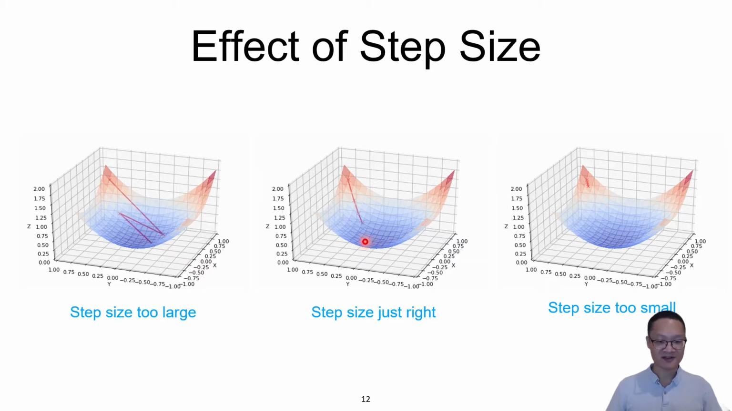This is the example where the step size is just right, as we have seen on the last slide. And then there could also be examples where the step size is too small. So we never really make enough progress to converge to the local minimum, global minimum in this case.